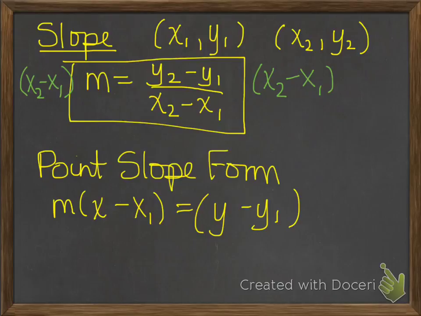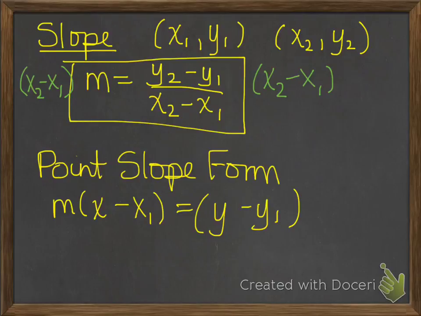So if I have the slope right here, and I have any point, x1, y1, I can plug those two things into this equation, simplify it, and get the equation for the line with that slope passing through that point, x1, y1. Okay, so we'll do an example of that on one of these exercises just to show you how that works.